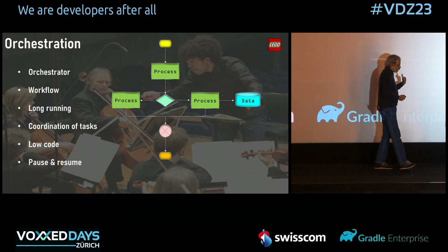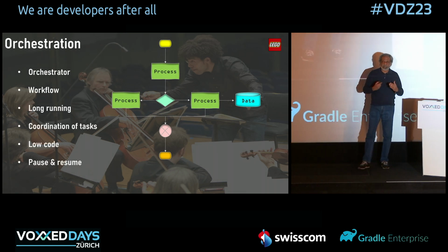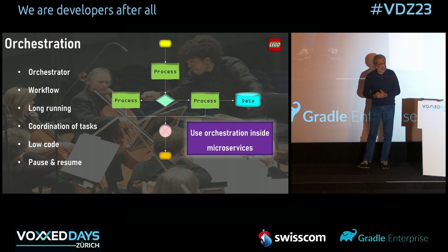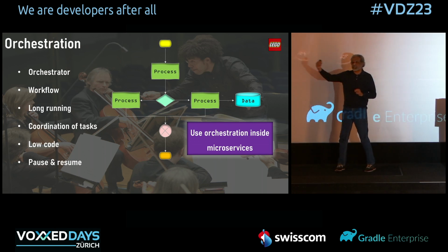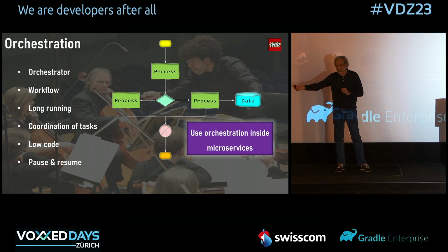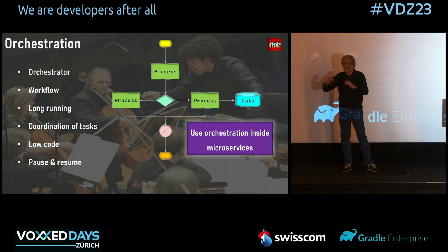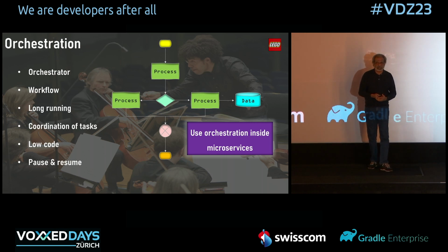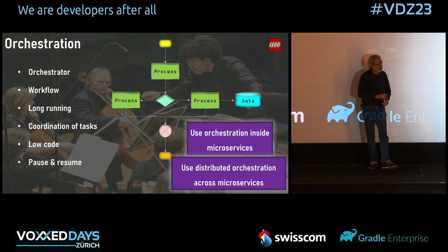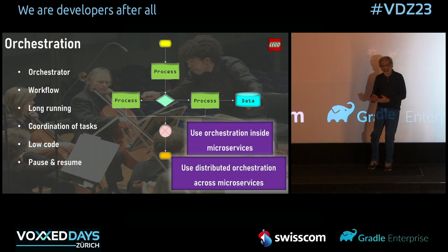And usually, it's better to keep the orchestration inside a microservice, because if you are reaching out to a resource in another microservice, that means you are building a tight coupling, right? So try to stick inside the microservice and orchestrate the services. But how do you cross the boundary? That's where we have something called distributed orchestration.